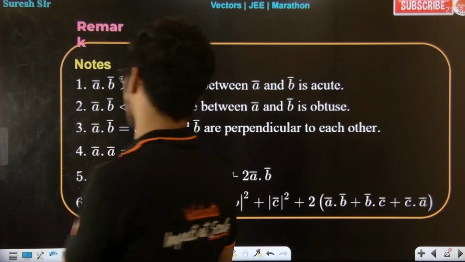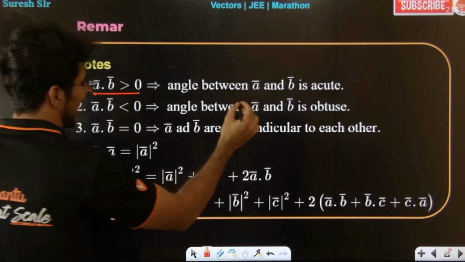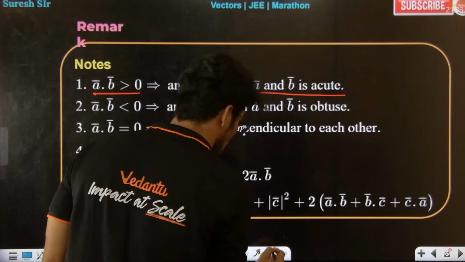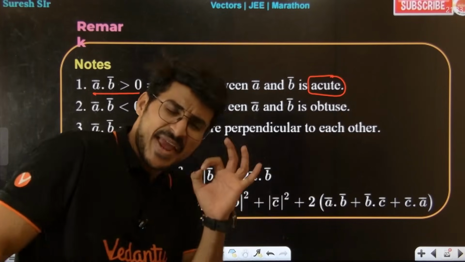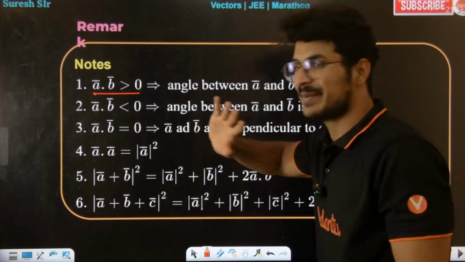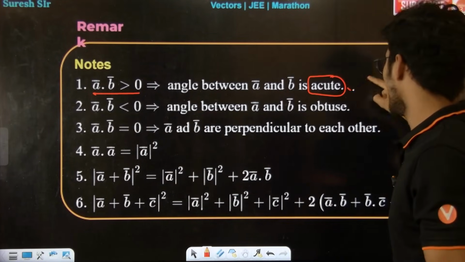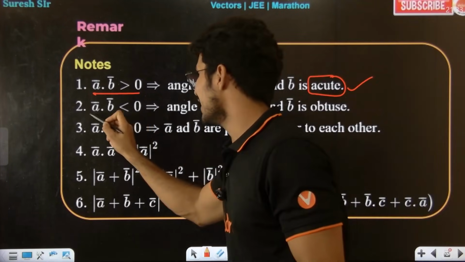Now, a very important point I'll tell you guys. If A dot B is positive, the angle between vector A and vector B is acute. Many questions were asked on this basic point. Understood? So A dot B positive, sir. Then the angle between A and B is always acute. Now A dot B negative, sir.